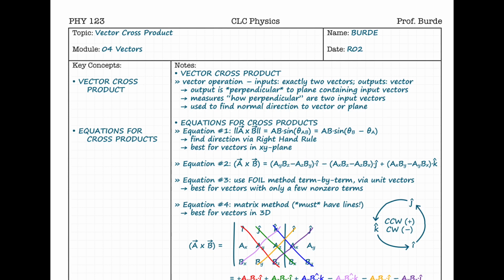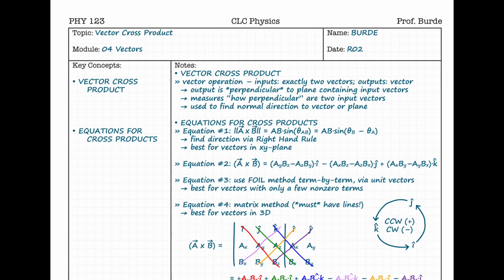More specifically, this vector operation is producing a vector that is perpendicular to the plane containing both input vectors. So this output vector is perpendicular to both input vectors. And the magnitude of this output vector is a measure of how perpendicular the two input vectors are. If they are perfectly perpendicular, you get the maximum output. If the two vectors are parallel or anti-parallel, you get 0. And the magnitude of the cross product gets bigger as the vectors get more perpendicular.